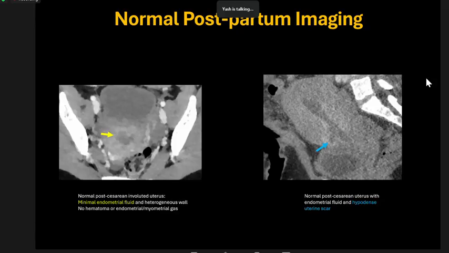Moving on to acute complications. Like any surgery, the two major complications we would discuss are hematoma formation and infection. So starting with hematoma.